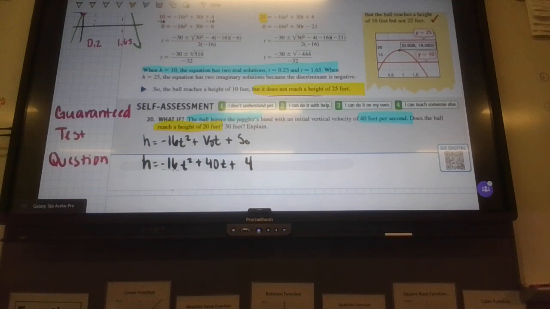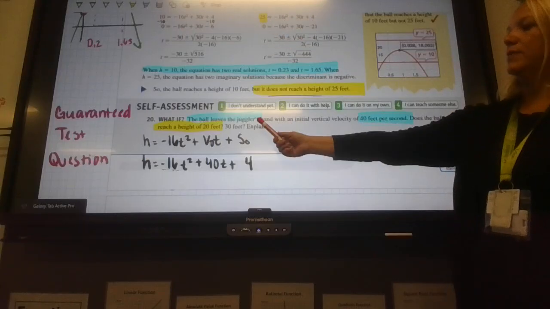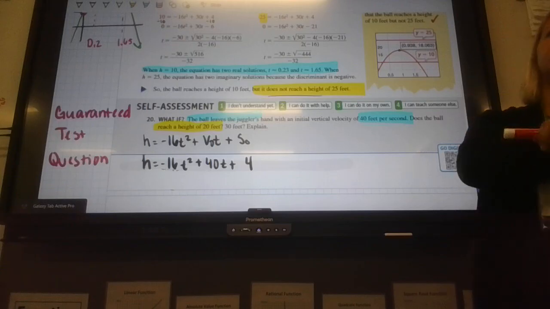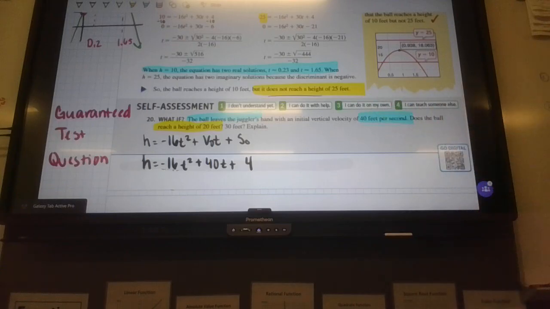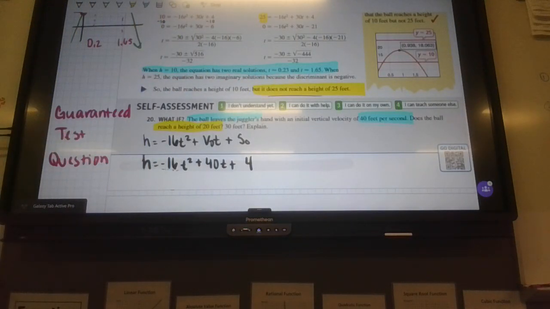It's 40 feet and 30. Oh, I messed it up. It's 20 and 30. So they're saying it's this same juggler, so I'm using the 4 from this problem. But they have to tell you that. They have to tell you the initial height. It's not that clear in the book, but that'll be given to you. So this will be 30 feet, and this one over here will be 20 feet. This is number 20. Holy cow, this is a long section.